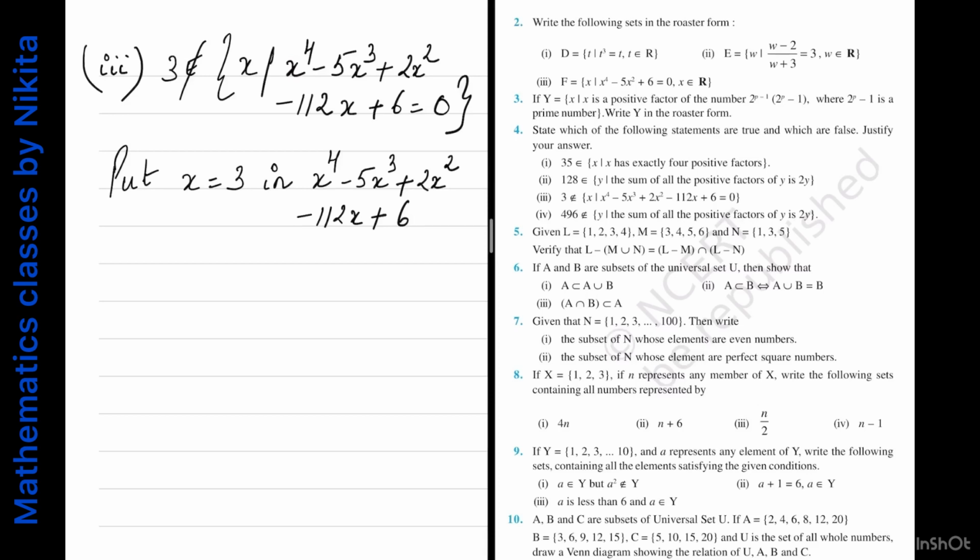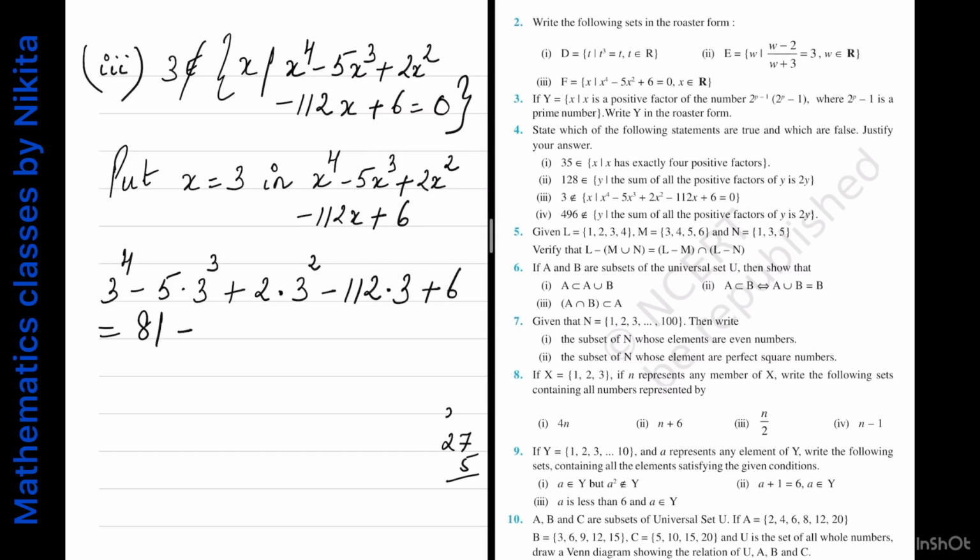So first let us put x equal to 3 in this. So you will have 3 to the power 4, then minus 5 into 3 to the power 3, then plus 2 into 3 to the power 2, then minus 112 into 3, then plus 6. So this will come out to be 3 3s are 9 and 9 9s are 81. Then minus 3 3s are 9, 9 3s are 27, 27 into 5 is 135. Then 3 3s are 9, 9 2s are 18. Then this will come out to be 336, then plus 6. Now simplify this.